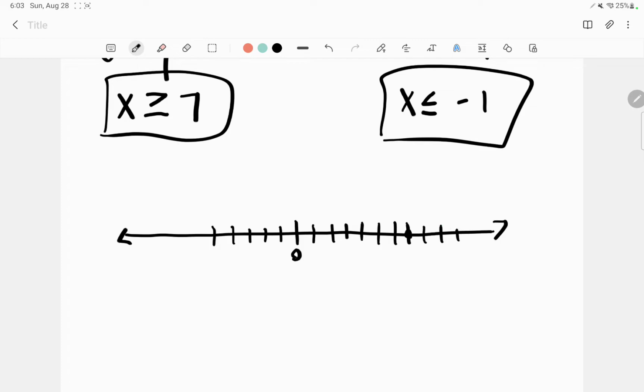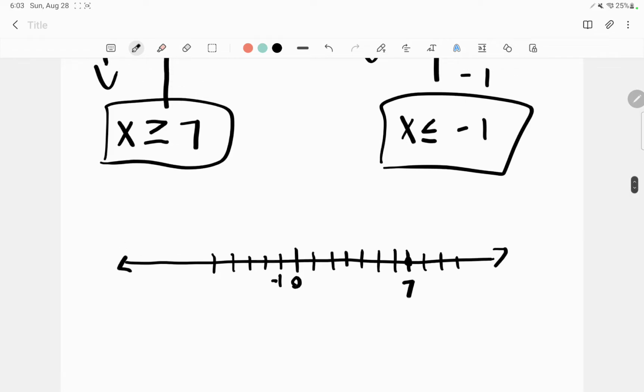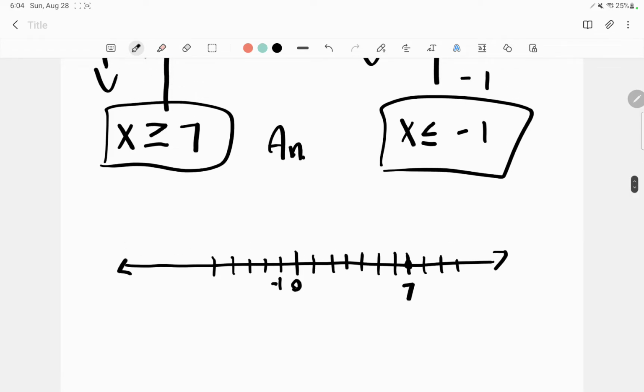Okay, so you're gonna have a number line that you're gonna have to deal with. Now, this is -1, and this is 7. So what I want you guys to do at this point is put the answers for your inequalities, the solved answers, onto a number line. So I'm gonna go ahead and do that. I'm gonna look at this guy first.